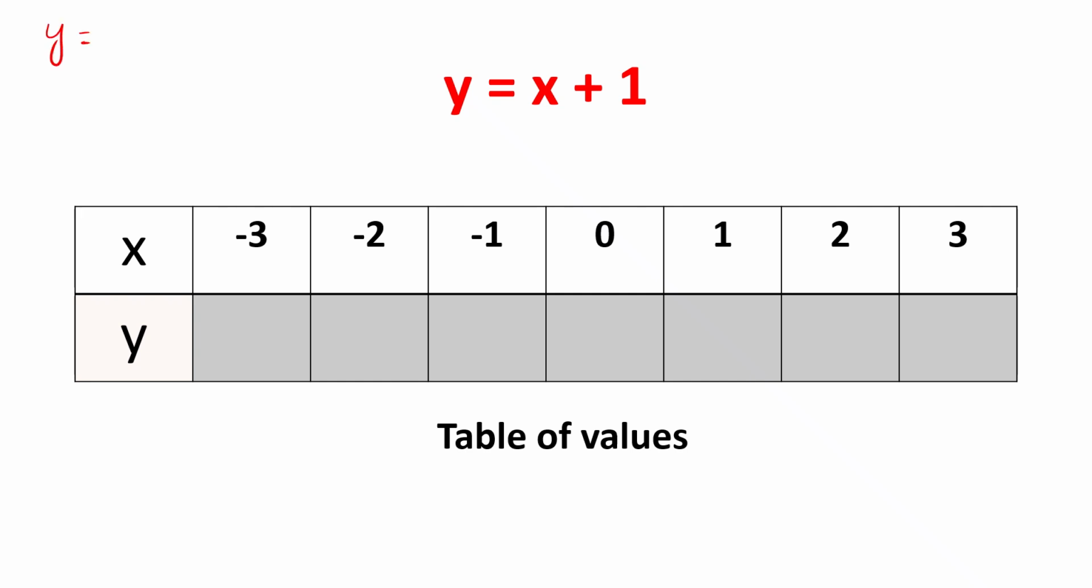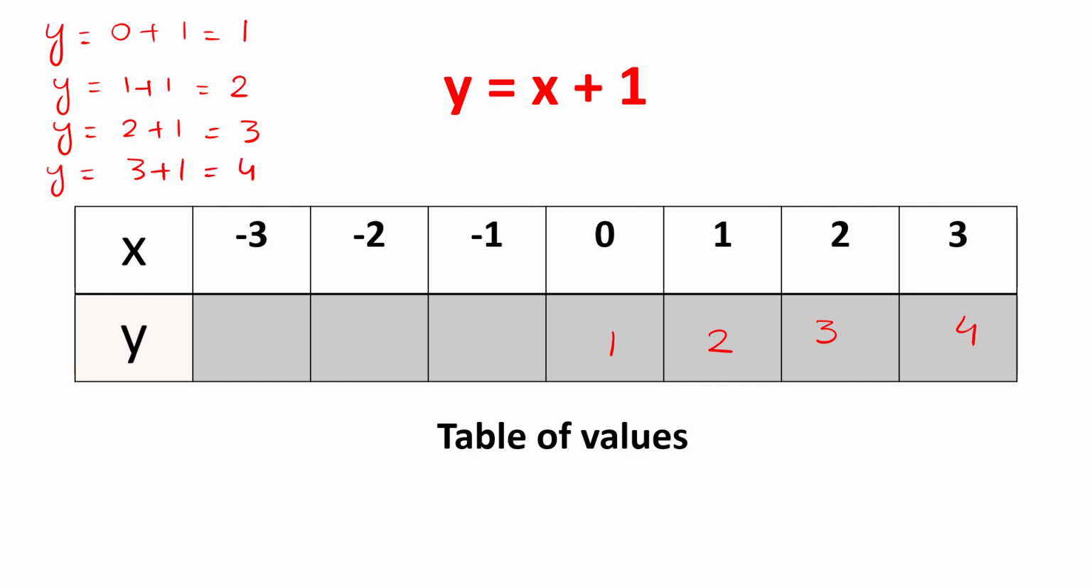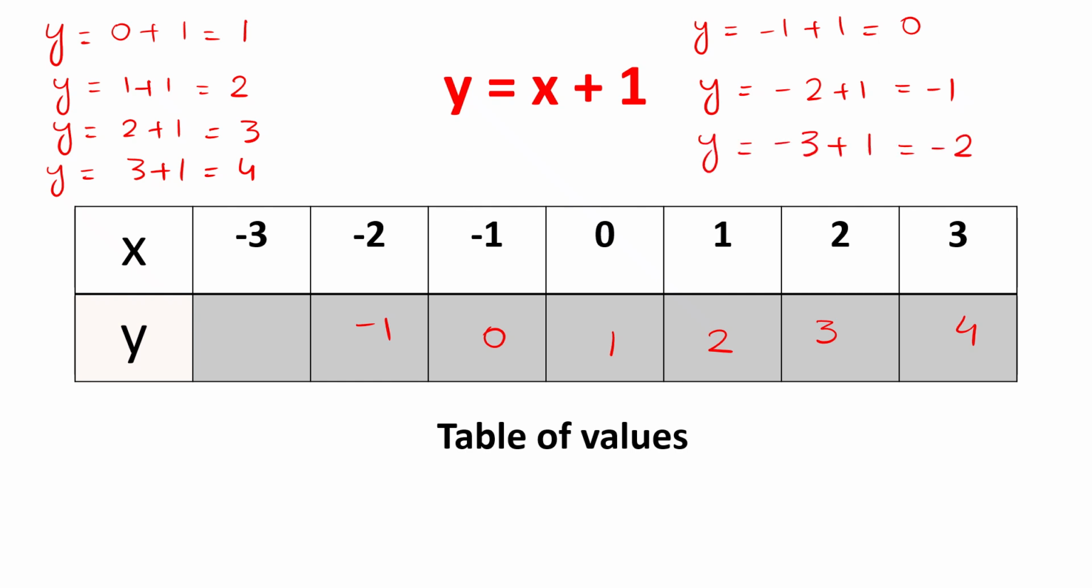So when x is 0, the value of y is 1. When x is 1, the value of y is 2. When x is 2, the value of y is 3. When x is 3, the value of y is 4. Similarly, when x is negative 1, the value of y is 0. When x is negative 2, the value of y is negative 1. For x equals negative 3, we get y equals negative 2.